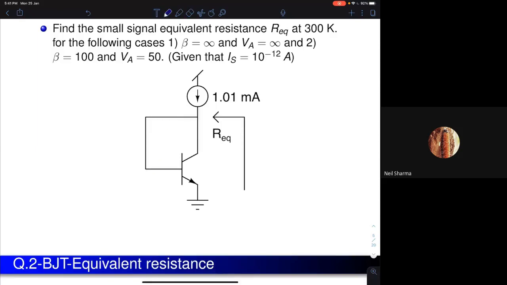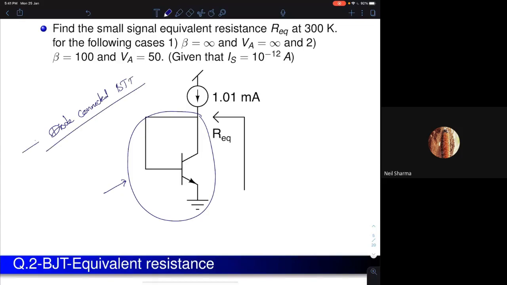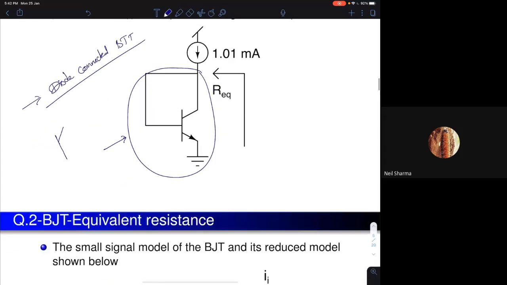Okay, so this is one part. The next thing is, this is a very commonly encountered structure, called a diode connected BJT. You take a 3-terminal BJT device and short the collector and base together. Now it becomes a 2-terminal device, and this 2-terminal device behaves like a diode.